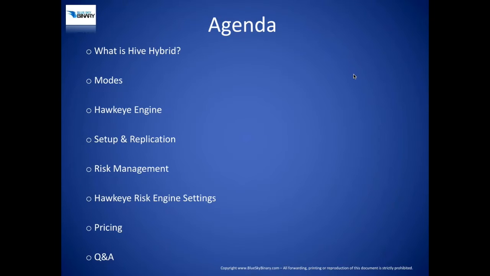And then I want to spend a bit of time discussing risk management. Specifically, now that we have the data after 2 to 3 weeks of launch, we can give some potential advice on which risk settings to take. All right. And with that in mind, we'll discuss the Hawkeye Risk engine. And then at the end, I'll discuss pricing of the Hive, especially the Hive Hybrid, for those of you that are new. And then we'll end on a Q&A as always.